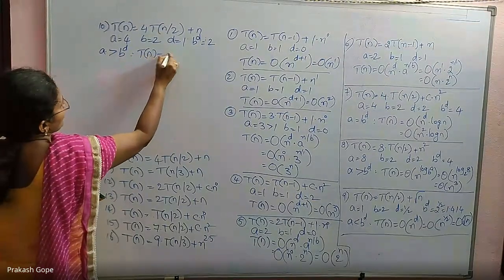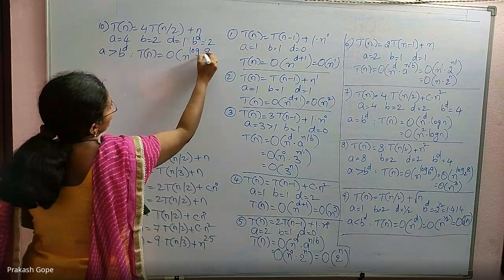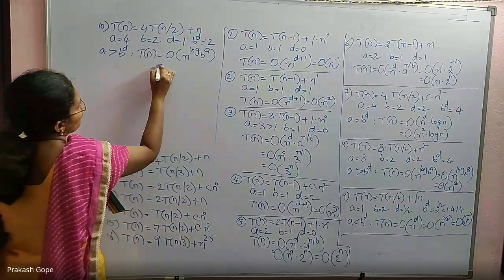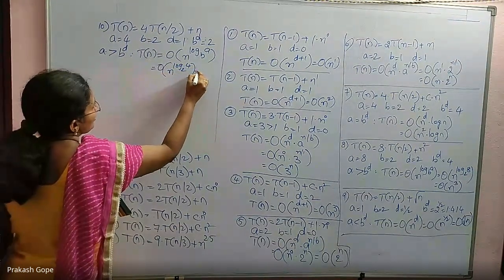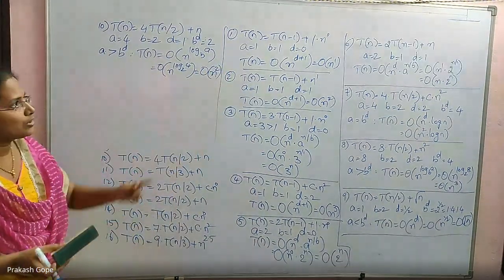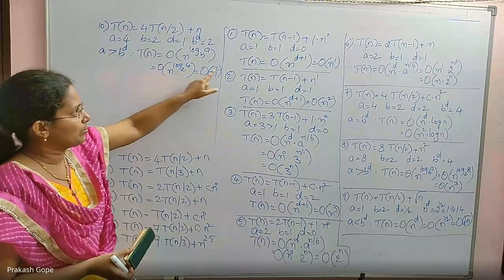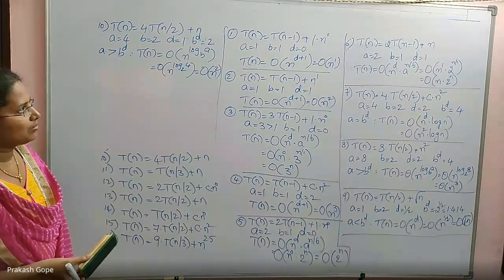So T of n is equal to big O of n power log A to the base B. So it is big O of n power log 4 to the base 2. What is log 4 to the base 2? Just 2. Because 4 can be written as 2 square, that 2 will come forward. Log 2 to the base 2 will be 1. So 2 into 1 is 2. N power 2.